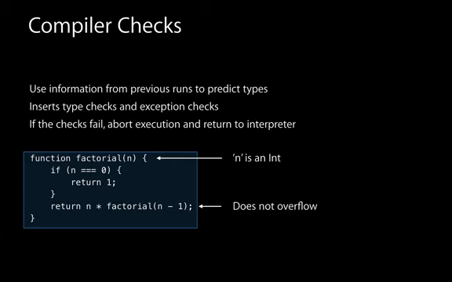So what do we do? We use a technique that's very similar to what we did with the vectorizer. We make assumptions, and we add checks. We assume that n is an integer. We assume that n does not overflow. And then we verify our assumptions at runtime. OK, that's great. But what is the fallback? When our assumptions fail, we have to go back to the interpreter, because only the interpreter can handle all these extreme cases.